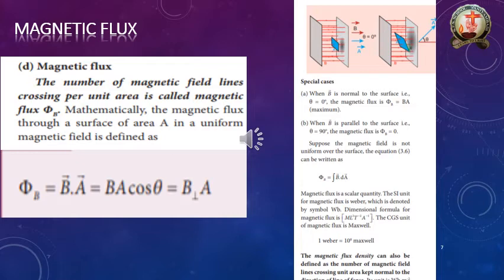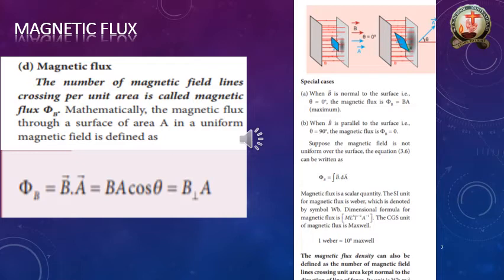Magnetic flux is a scalar quantity. Always, the magnetic flux is a scalar quantity. The SI unit for magnetic flux is Weber. The SI unit of the magnetic flux is what? Weber, which is denoted by the symbol Wb. The dimensional formula for magnetic flux is M L squared T to the power minus 2 A to the power minus 1. This is the dimensional formula of the magnetic flux, and the CGS unit of the magnetic flux is Maxwell.